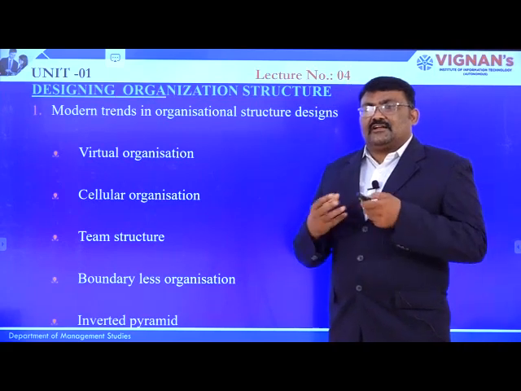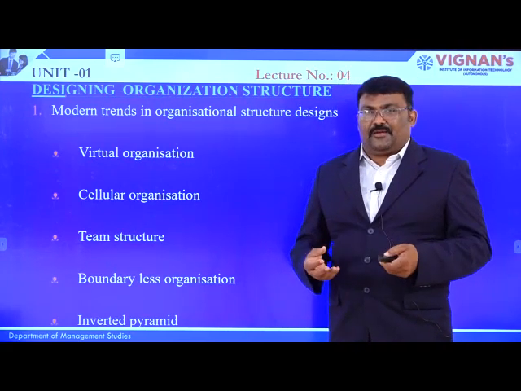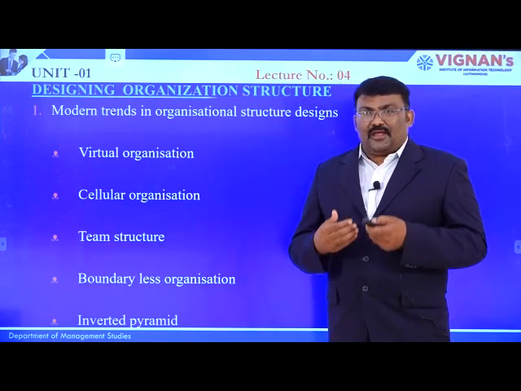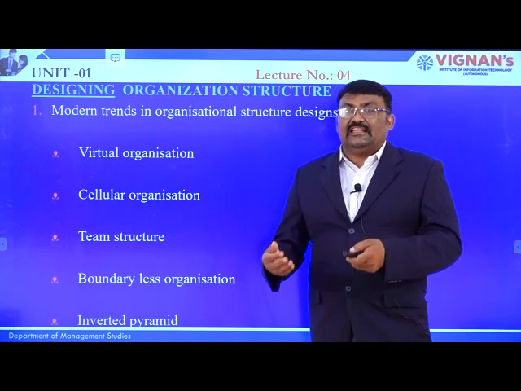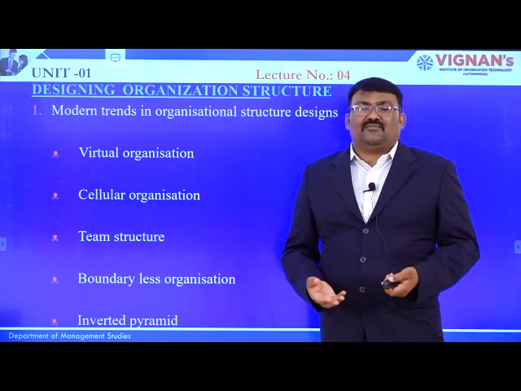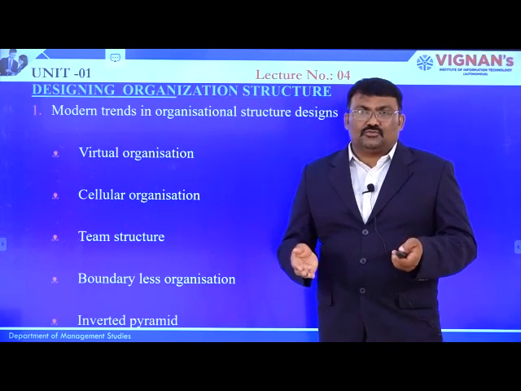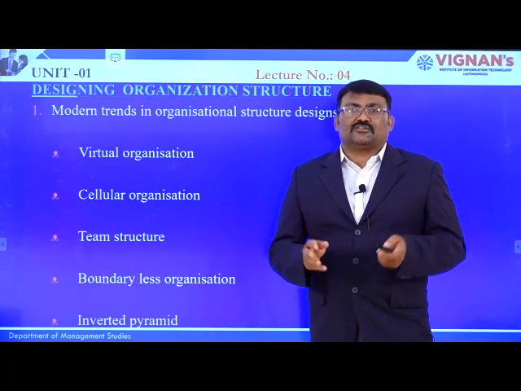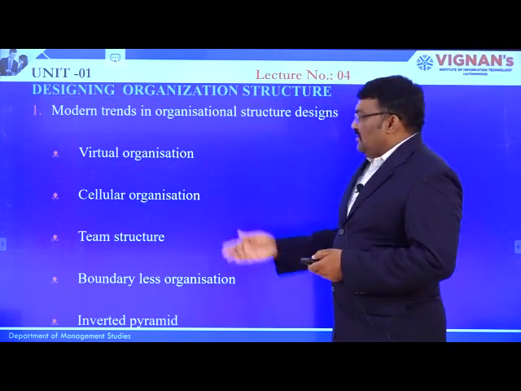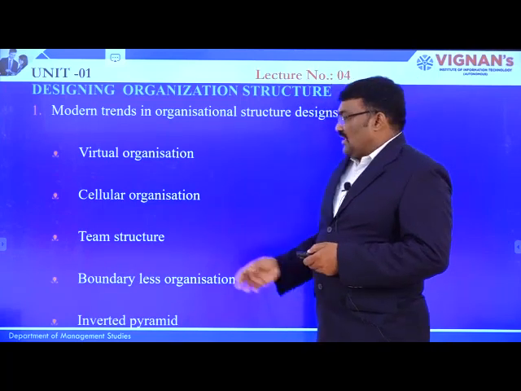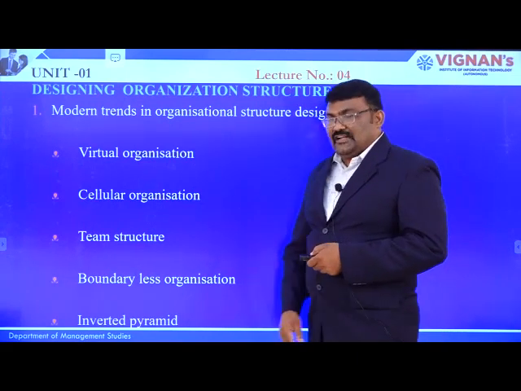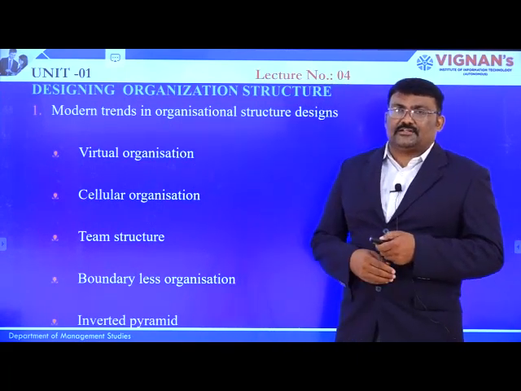Currently there are n number of different structures that have been framed since the olden days of organization structure. They have been formed due to the necessity to make a type of organization structure which does not suit any of the older versions of the organization. Such organization structures are: the first one is virtual organization, second cellular organization, third team structure, fourth boundaryless organization, and the fifth one is inverted pyramid.